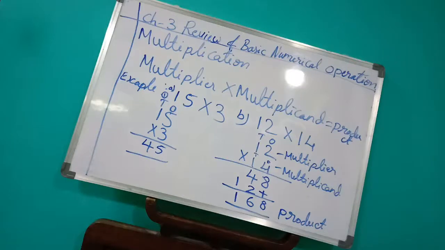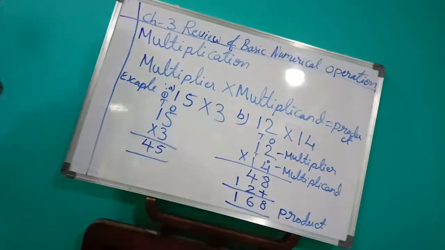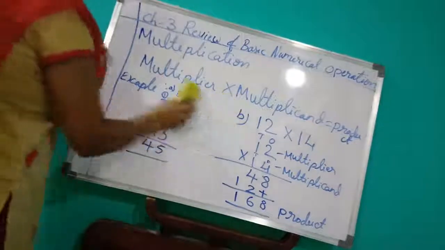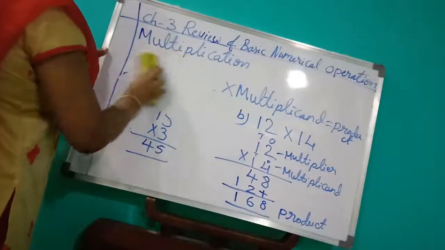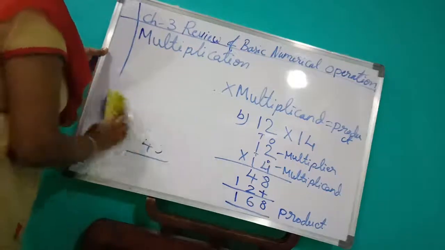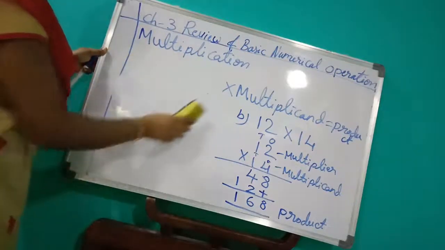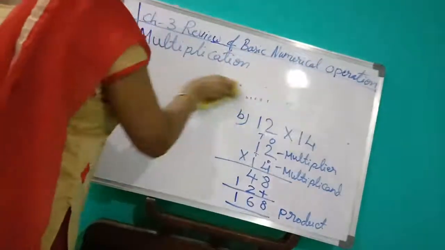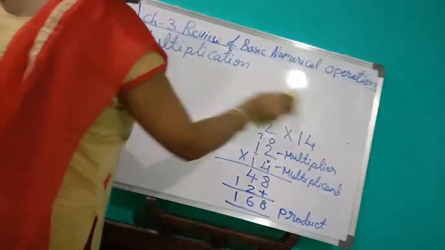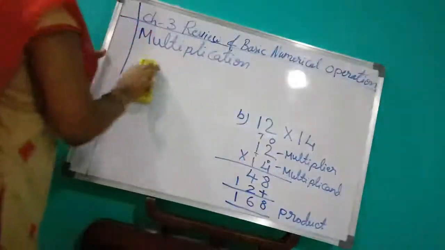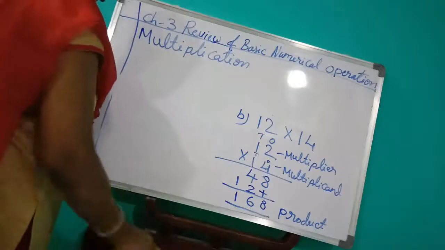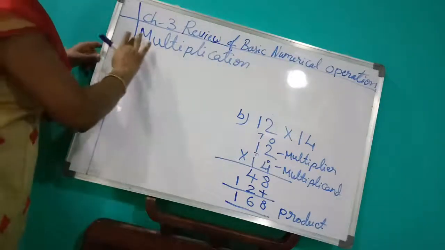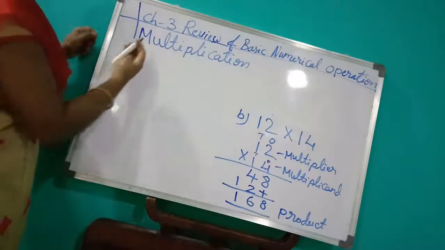Write fast. Few more sums. Children, take out your classwork and write. In the classwork you should write all this. Whatever homework I am giving, you should do it in the homework book. Whatever I am doing on the board, you should do in the classwork. Understood?